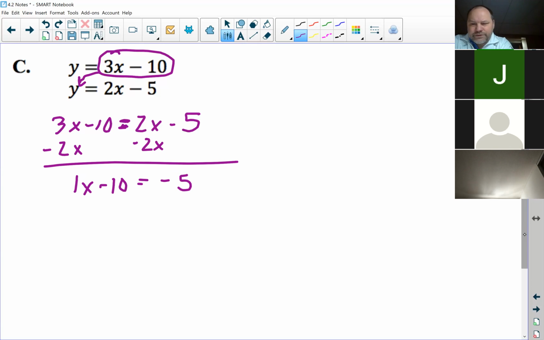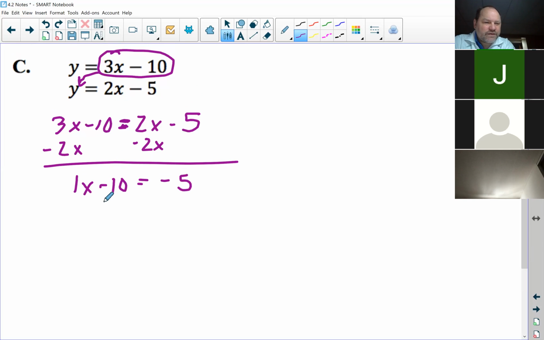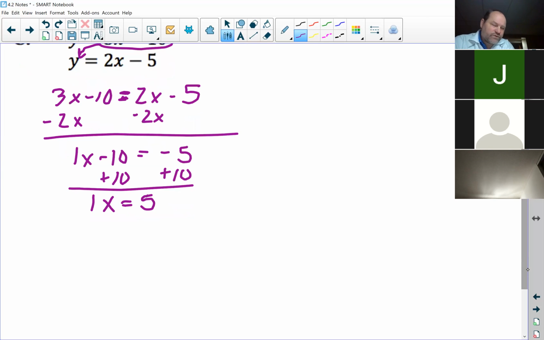Now undo addition or subtraction. So I'm subtracting 10 from the x. To undo that, I add 10. Negative 5 plus 10 is positive 5, and 1x equals 5. Now I could divide by 1, but I know when I divide by 1, I get that number back. So x equals 5 is the first part of my solution.